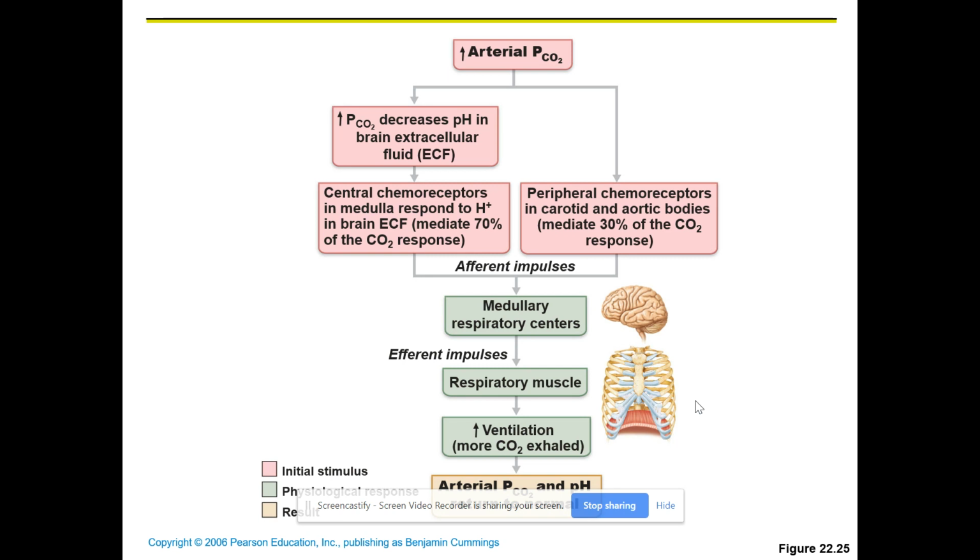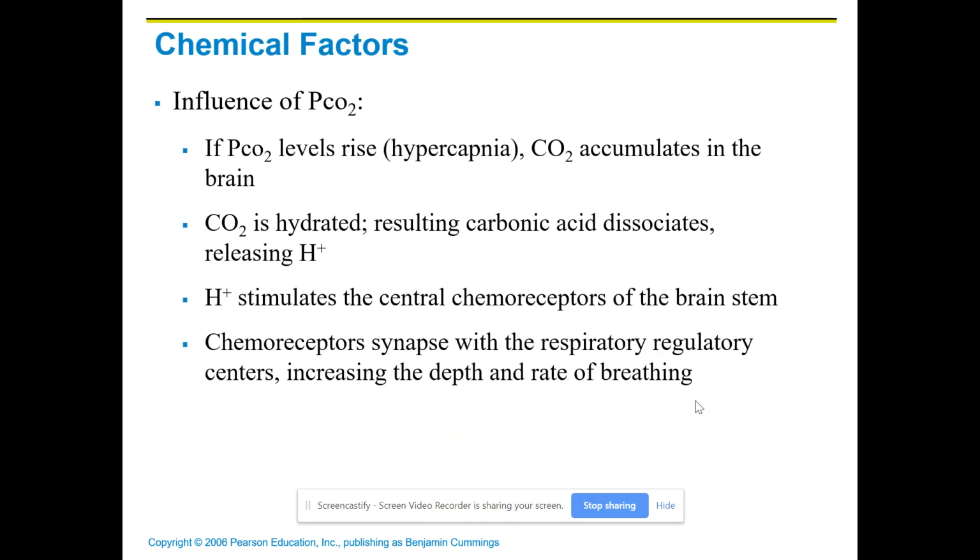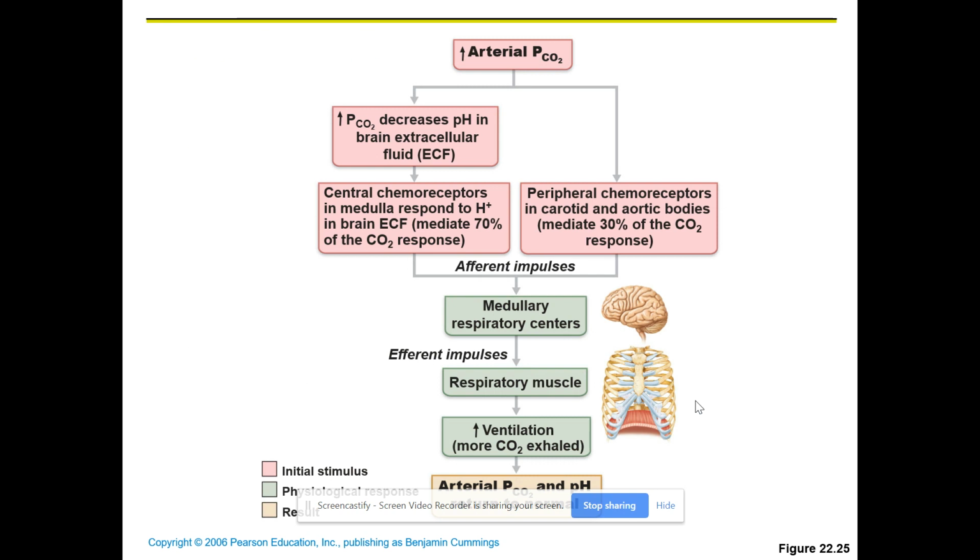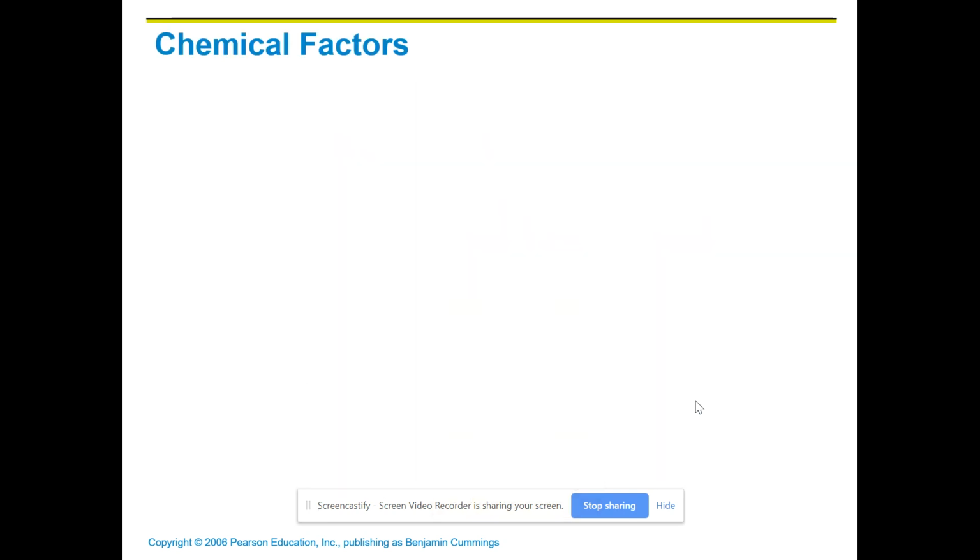And then they're also found in the brain, in the medulla, where they monitor the carbon dioxide level of cerebrospinal fluid. Again, if carbon dioxide levels go up, or hydrogen levels go up, or pH goes down, we will increase respiration. If carbon dioxide levels go down, or hydrogen ion levels go down, or pH goes up, we will decrease respiration.